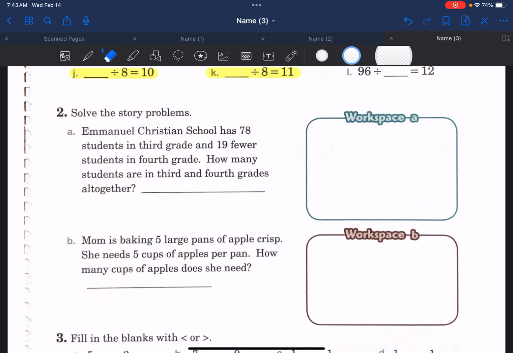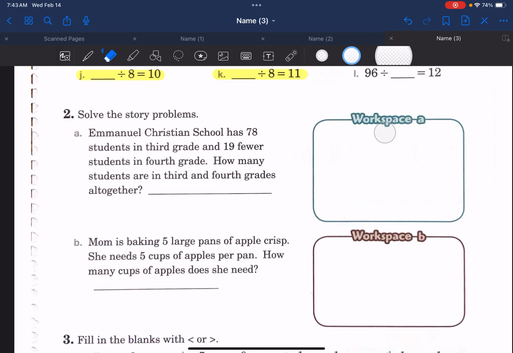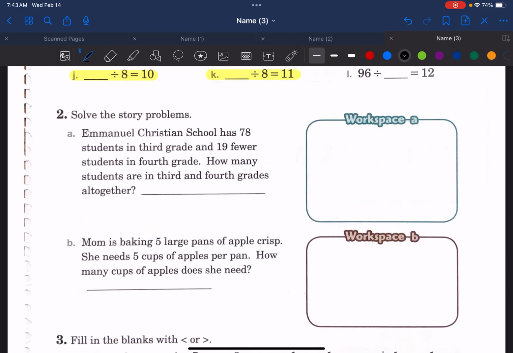So I'm going to give you a hint. Write down, how many does Emmanuel Christian have? Oh, sorry, 3rd grade. They're all Emmanuel Christian. Okay, so I'll say 3rd. And then they have 19 fewer in 4th. So you need to figure out how much is in 4th. And then it says how many is there all together. So that's where you would add. But we have to know, if this is 78, do we know how many are in 4th grade?